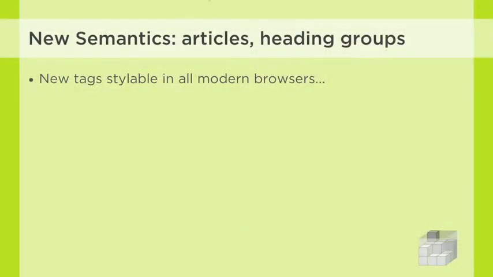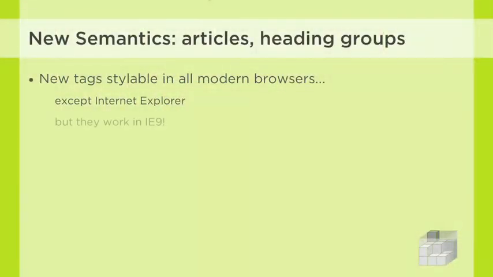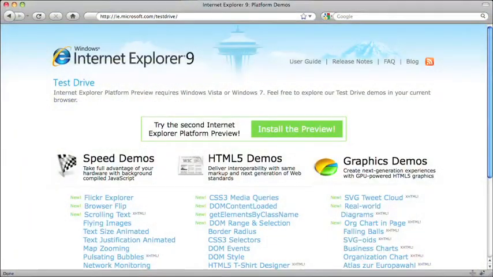The nice thing is, all these new tags are actually already stylable in modern browsers. Well, for the most part, except for Internet Explorer, unfortunately. Internet Explorer up through version 8 does not allow styling of these new elements because it doesn't recognize them. However, as of Internet Explorer 9, current preview, we're able to style all the new semantic elements that I just described to you, which is great news. It means that hopefully in a few years, you'll be able to actually depend on them.